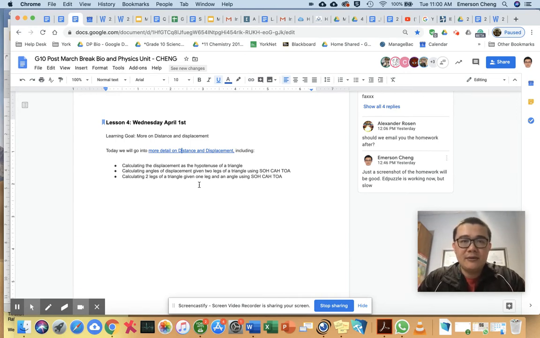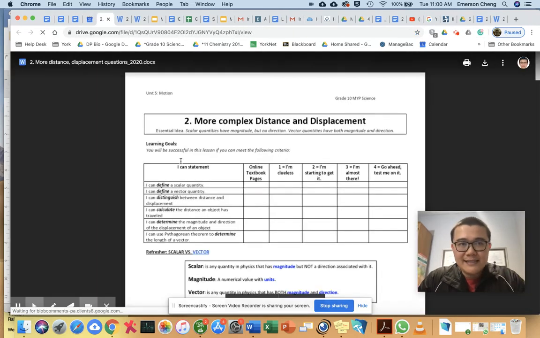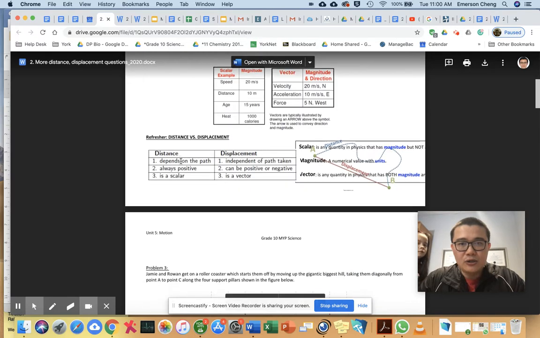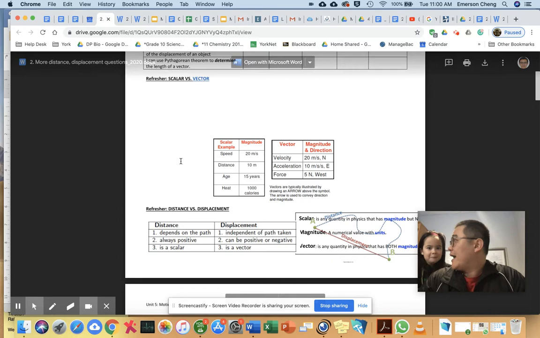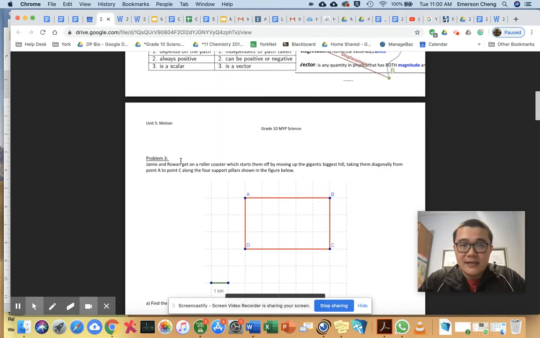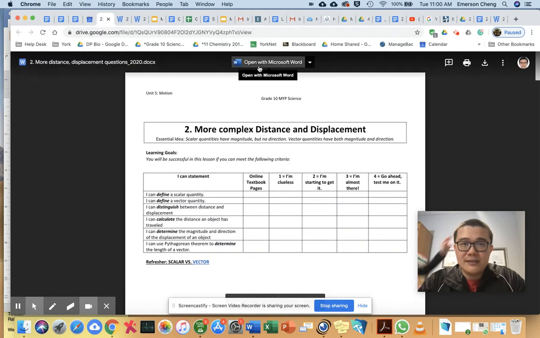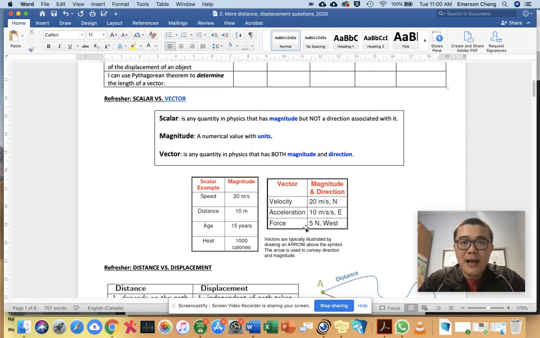So the handout that you're going to use today is actually here, with more detail on distance and displacement. As you can see, the format of this on Google Doc is somewhat messy. So make sure you open it with Microsoft Word, so that you can have it on Microsoft Word like this, and then the format will be correct.